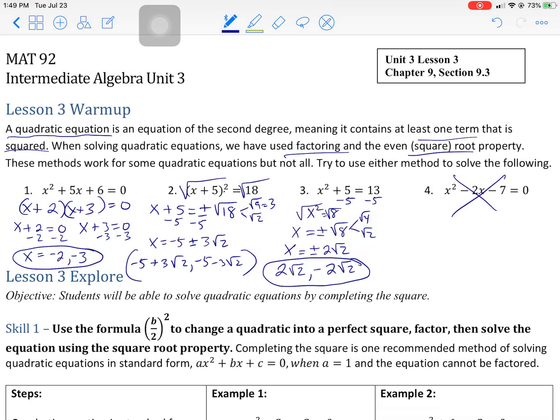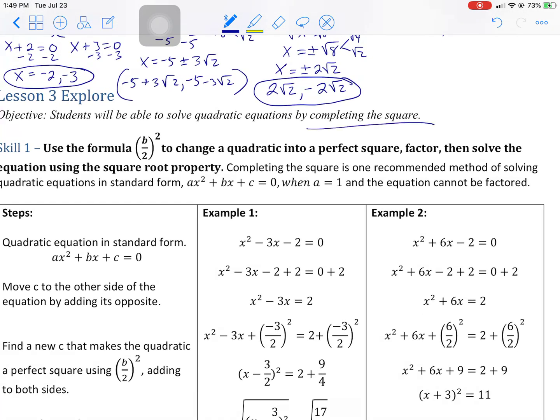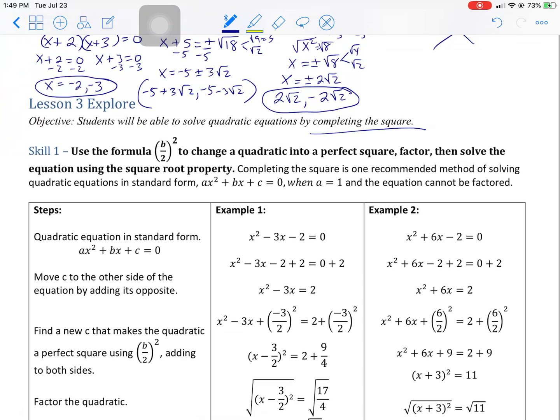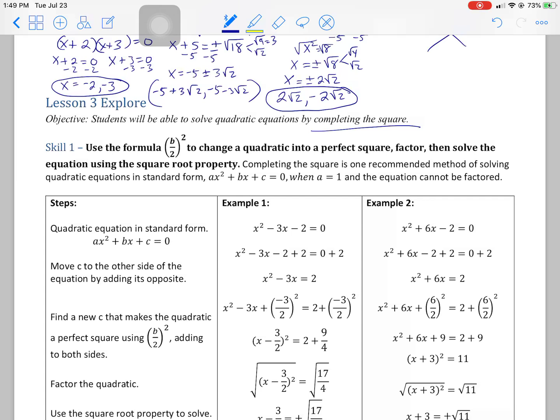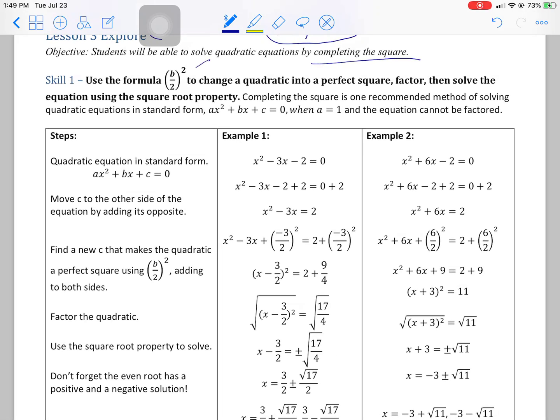Okay, so we are in need of another method. So here is completing the square for this section, and the next section we're going to have the quadratic formula. So we're going to get 2 more methods. So this is one of them, the completing the square method. All right, so it says use the formula (b over 2) squared to change the quadratic into a perfect square, factor, and then solve using the square root property. So it wants you to take a step.